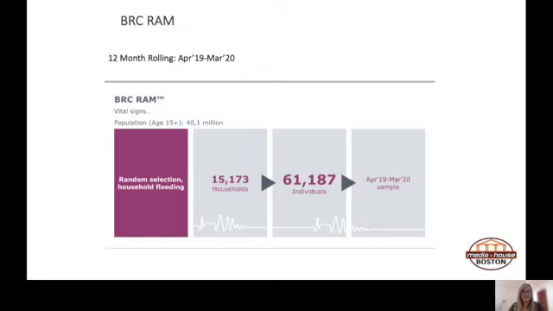What I wanted you to see here is just the amount of people that they looked at, okay? They're saying in South Africa, the population aged 15 plus listening to radio is 40.1 million. Out of that, they do a random selection, a household flooding, which we'll talk about later, where they chose 15,173 households, which equals 61,187 individuals. And that is your sample group, okay? So out of the 40.1 million, you have 61,000 that makes up for it.